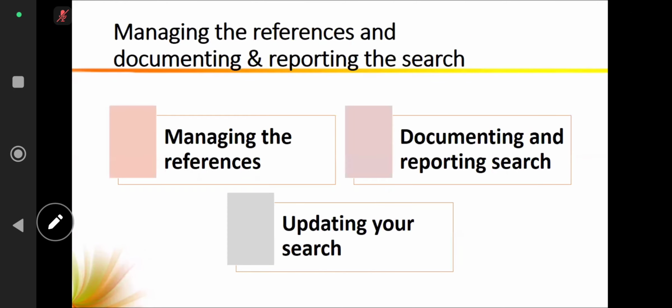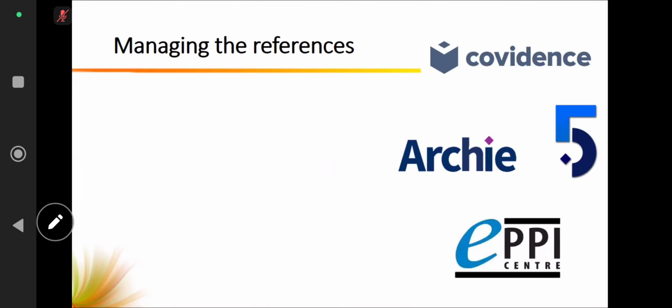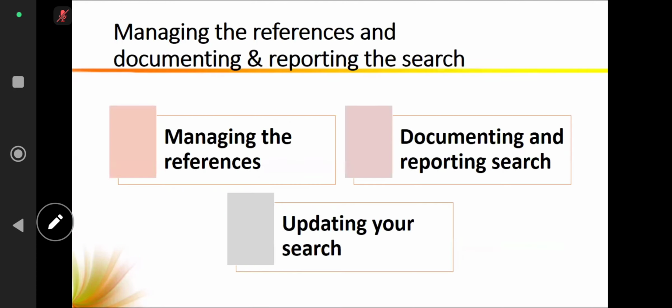Now, what to do with the search? How do we manage the references and document and report the search? I know this would be covered in a later session, but for completion's sake, I'll tell you. Once you have searched in all the databases, you have to use different reference managers, like Covidence, Rayyan, EPPI-Reviewer, and RevMan. All these things are helpful in adding the search, and that will also help you in deduplication and in your screening process also.